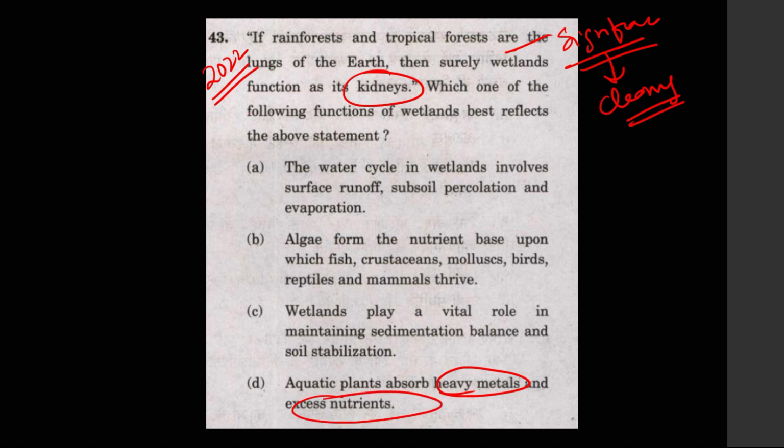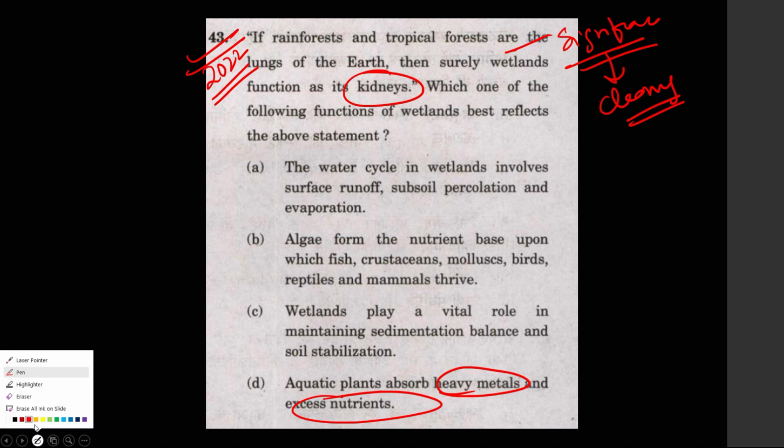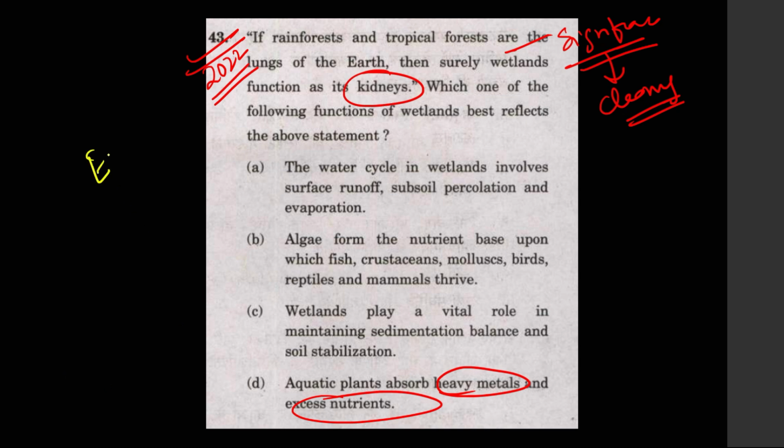Okay, so this is a very important question. What is the role of wetlands? So guys, you have to prepare what kind of ecosystem services are provided by wetland. Ecosystem services which are provided by wetland. Okay, provisioning services, supporting services.